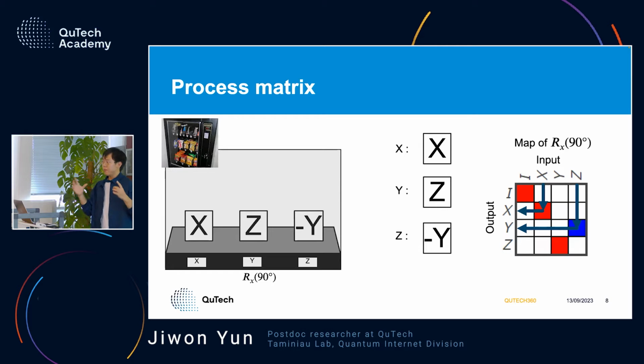Once you have the process matrix of your gate, you can know and predict what your gate will do to any arbitrary quantum state you have in your system. So it's very important to know the process matrix of your gate.